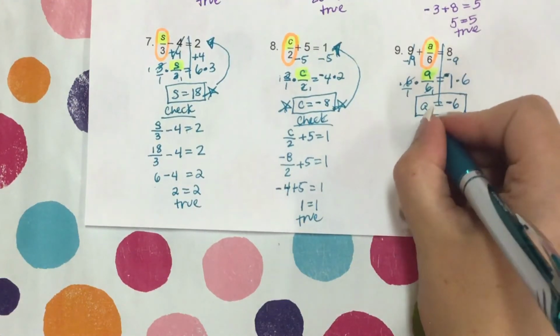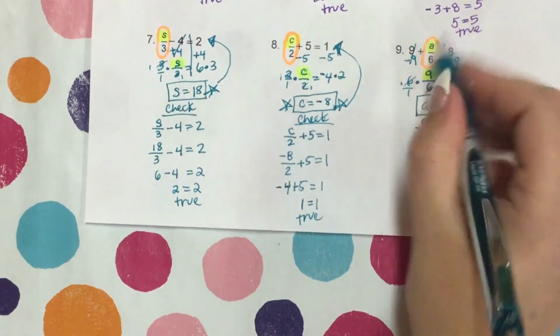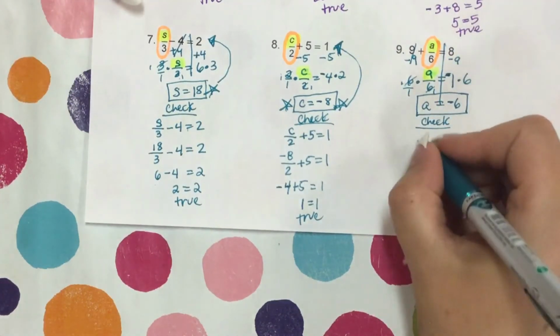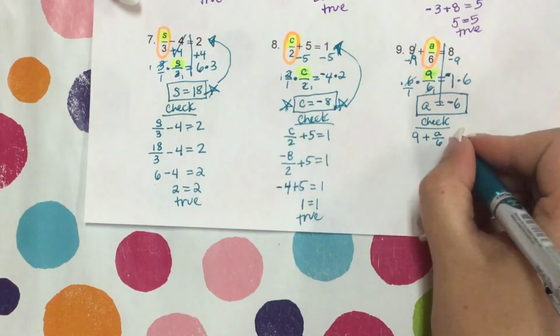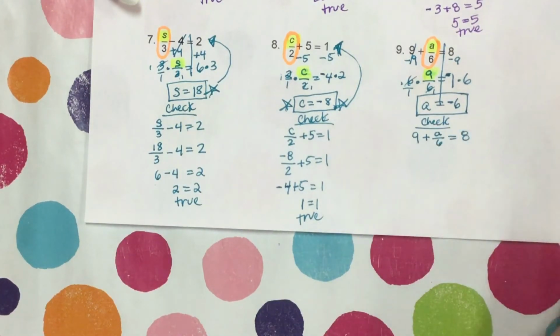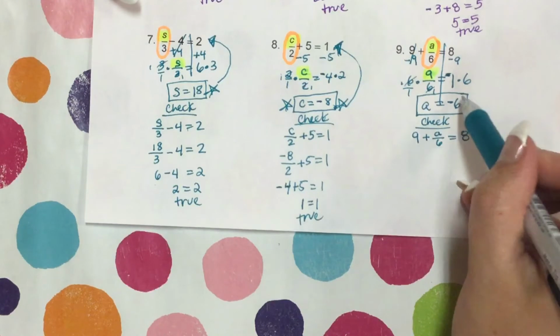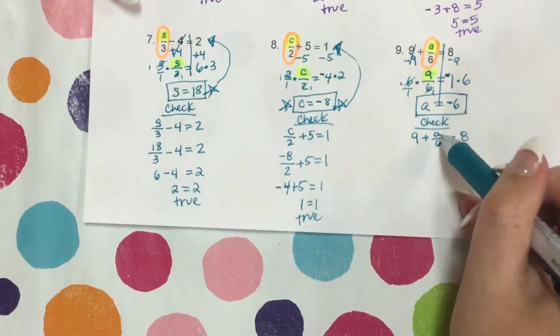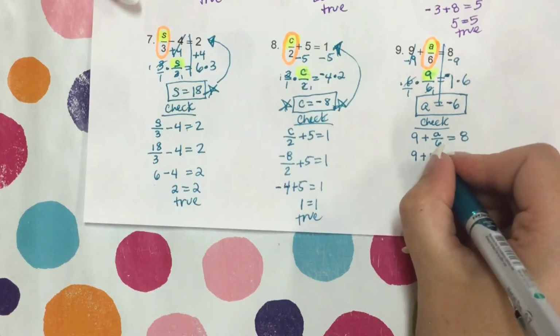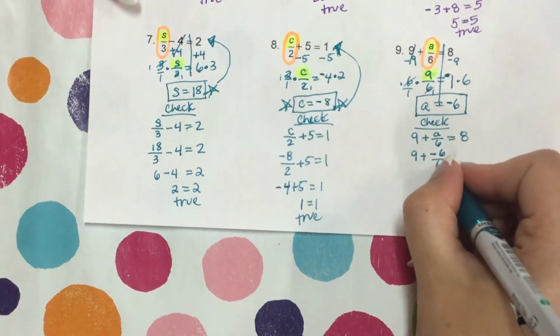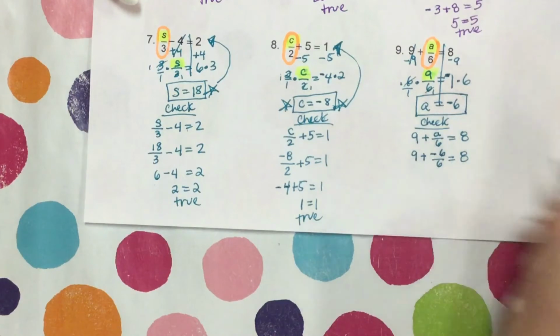Now we need to check it. So I'm going to write the word check. I'm going to write the original equation. 9 plus A divided by 6 equals 8. Okay, perfect. And now I'm going to substitute this negative 6 in for A. So I'm just rewriting everything else. 9 plus negative 6 divided by 6 equals 8.